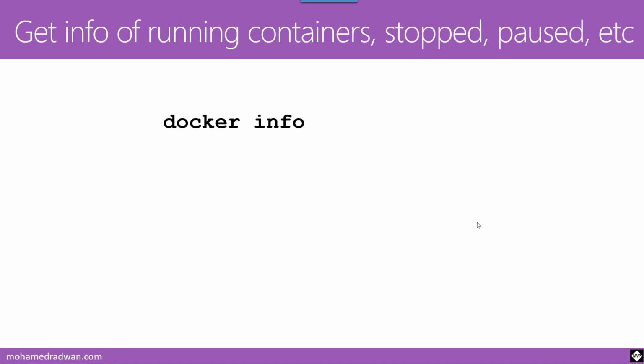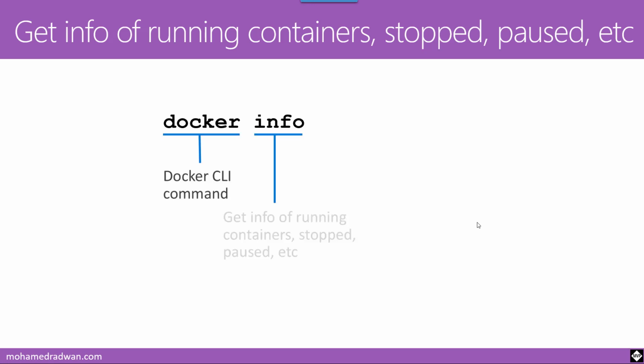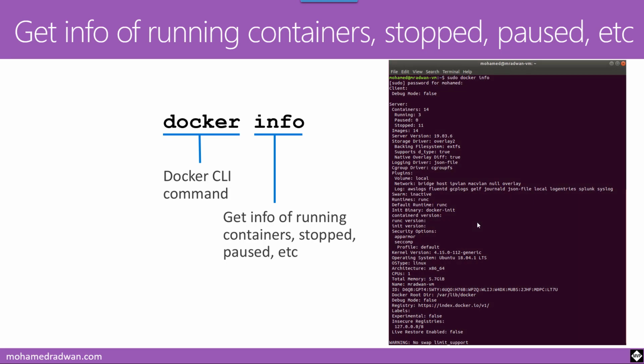When I execute docker info, docker is the same Docker CLI, and then the info switch, I will get all the info about what is the running container, what is the stopped container, the paused container. So as you can see, for example, I have stopped 11 containers, paused 0, running 3. I have 14 containers. I can see the volumes. I can also see the images, 14 images. I can see the plugins, the volumes, and many other information.